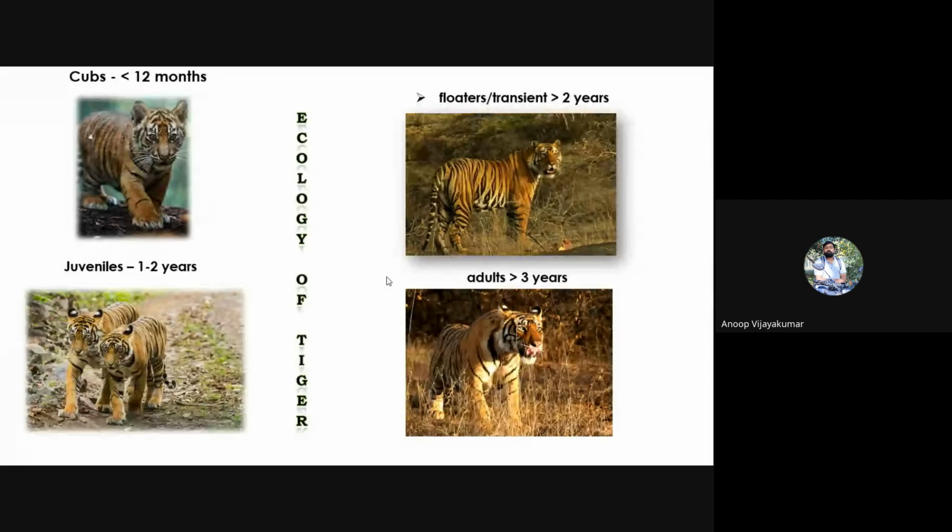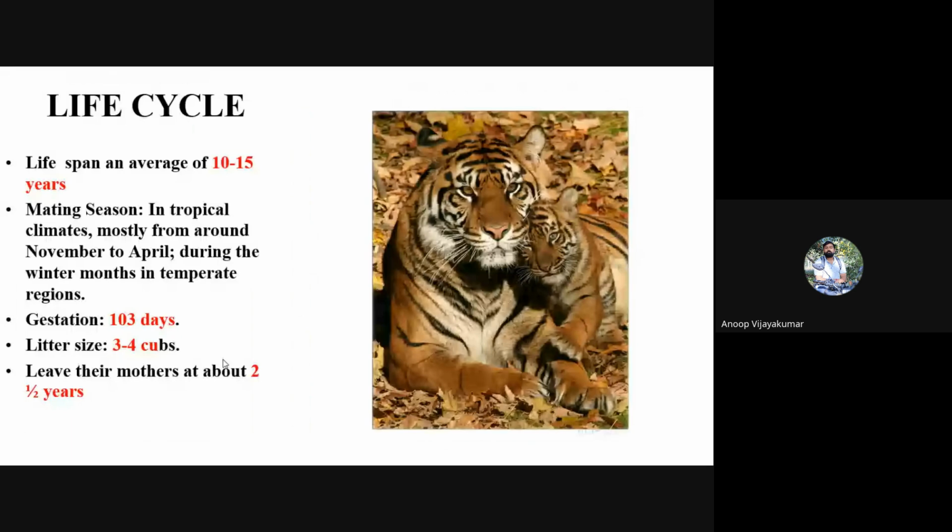This is called the transient floating stage, when the cub or juvenile leaves the mother for a new territory. So that is called a floating stage or transient stage. And after 3 years, we can call them adults. Okay.